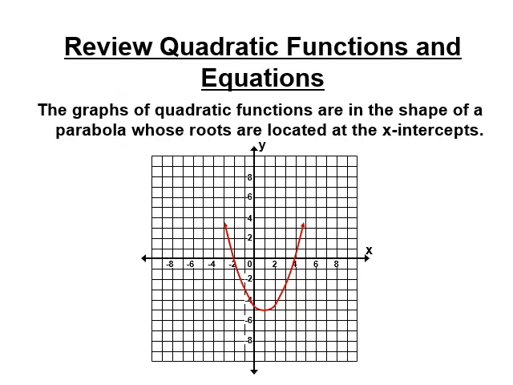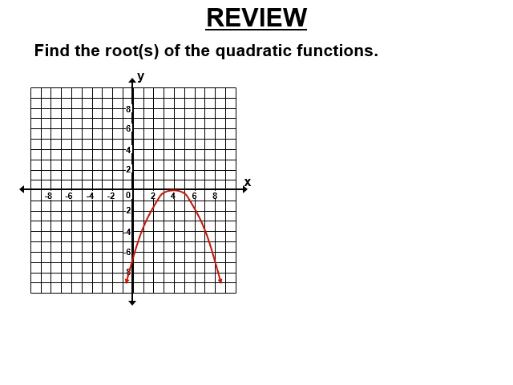So this is a quadratic function. This shape is called a parabola. It is just exactly how it sounds spelled. And its roots are the x-intercepts. So find the root or roots of this quadratic function. The root is x equals 4.